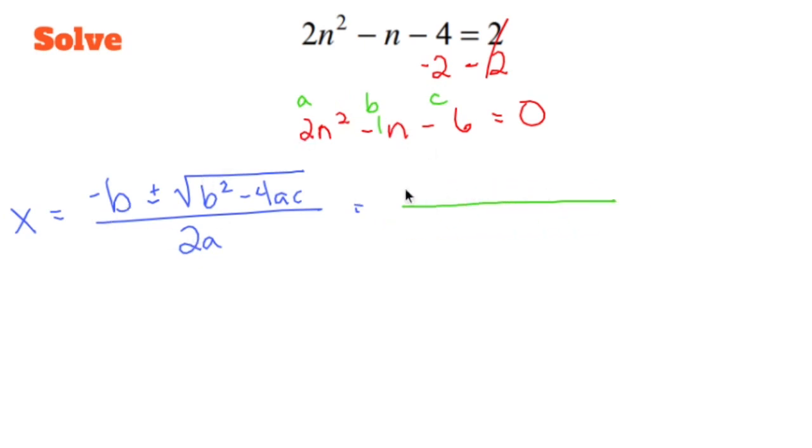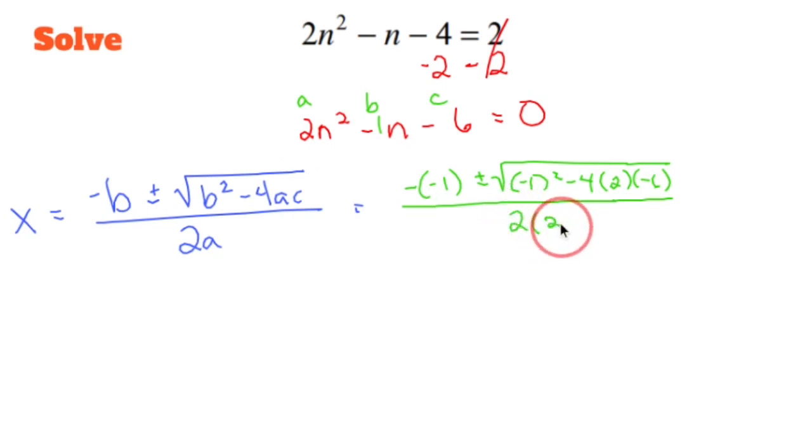Negative b is going to be negative 1. So right away we have a double negative. Plus or minus, positive or negative, big square root of b squared is going to be negative 1 in parentheses squared minus 4 times a, which is 2, times c, which is negative 6. Let me give myself a little bit more space. And then we have over 2a, which is going to be 2 times 2.